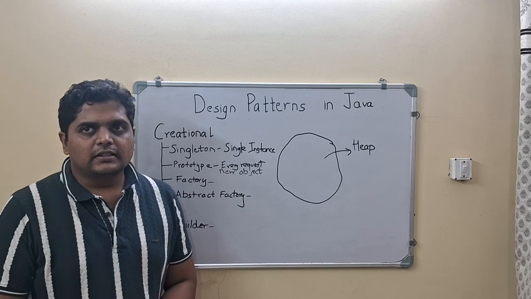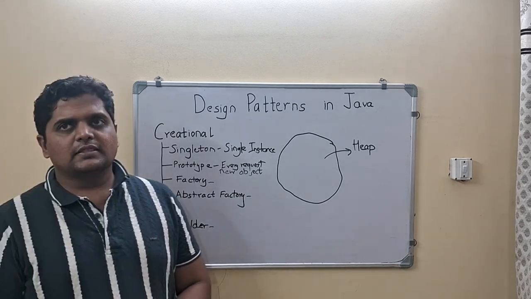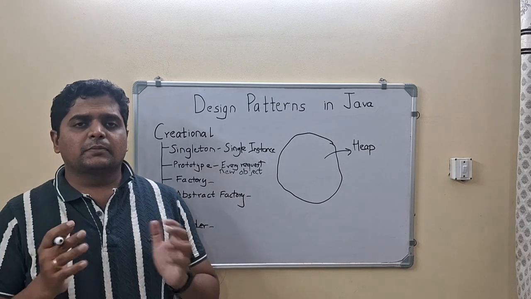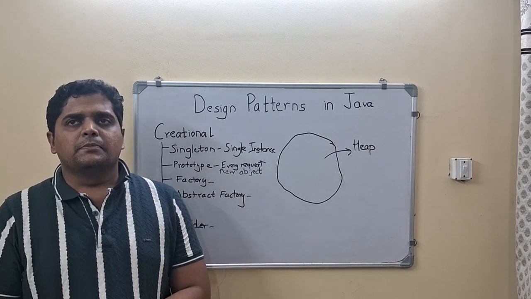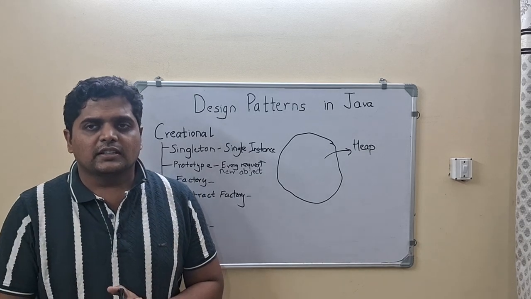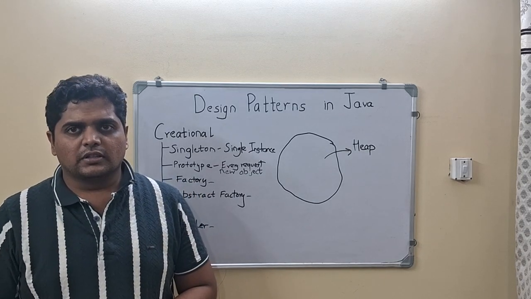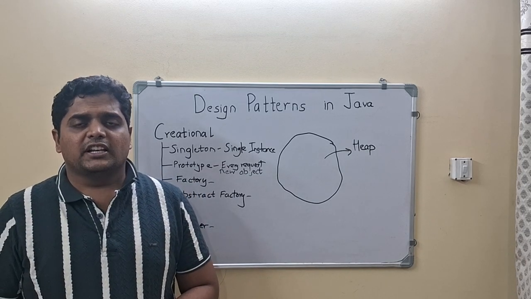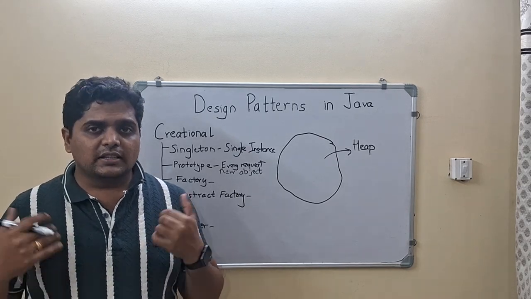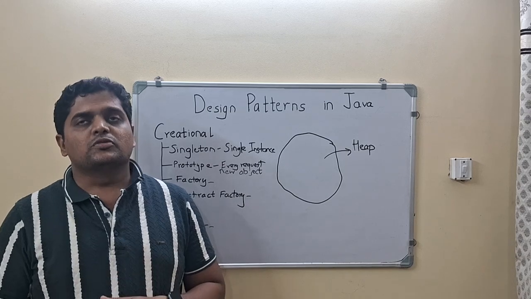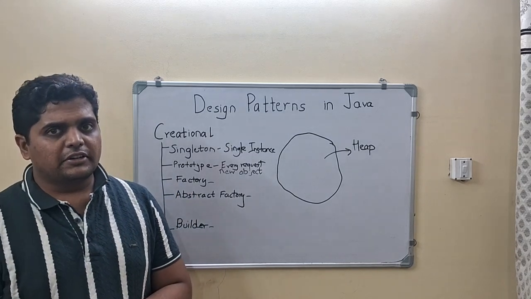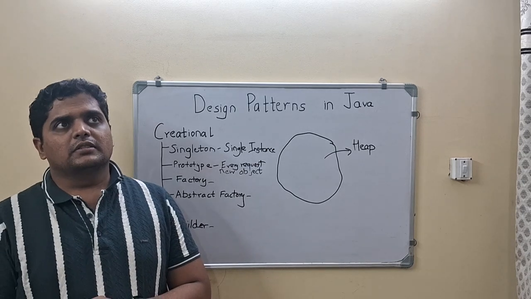Using subclasses, you can create objects. Basically the superclass provides an interface for creating objects, but it lets subclasses alter their types. That is the factory design pattern. So basically, using the factory design pattern, you can create subclasses.